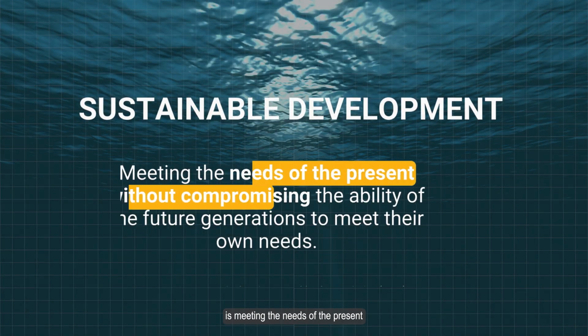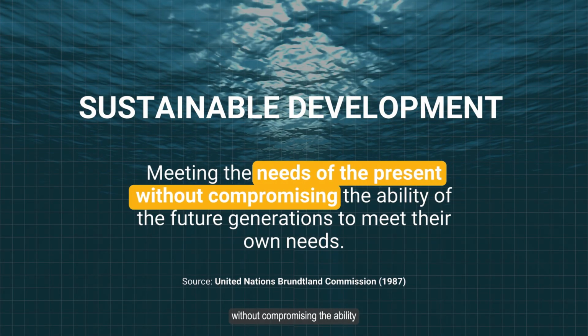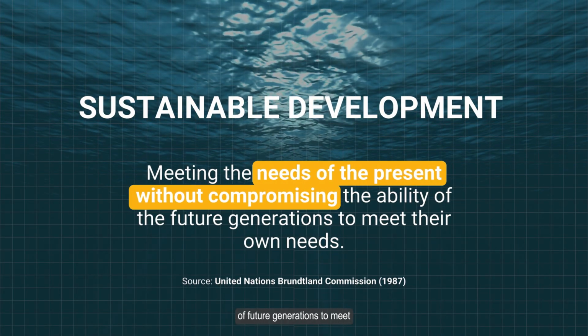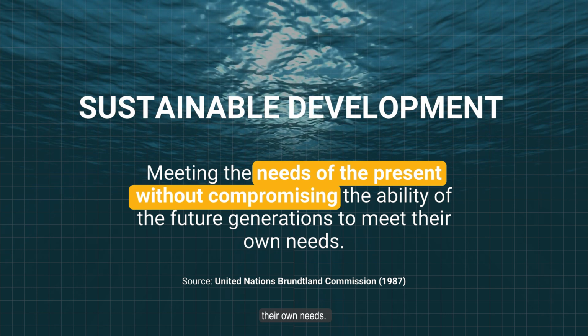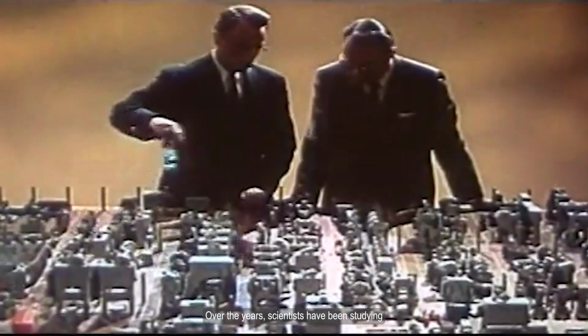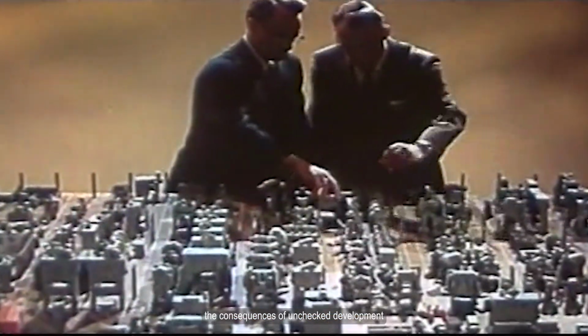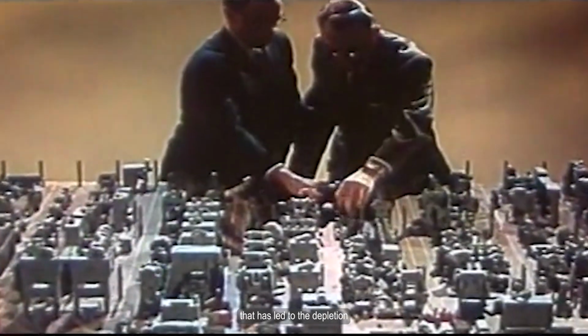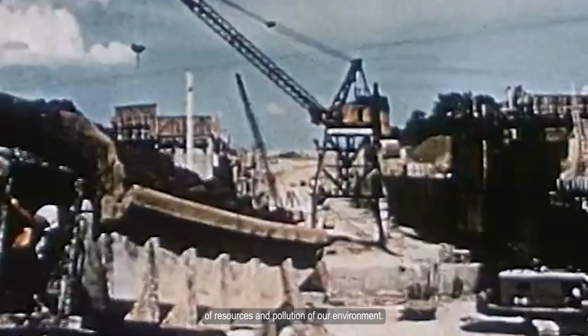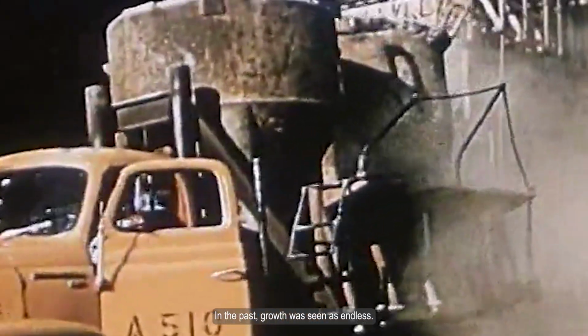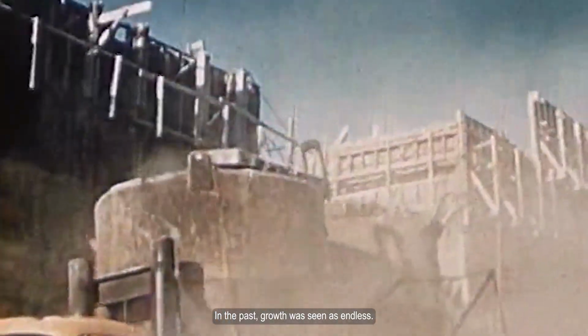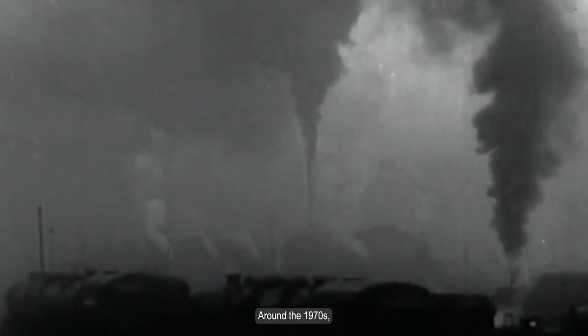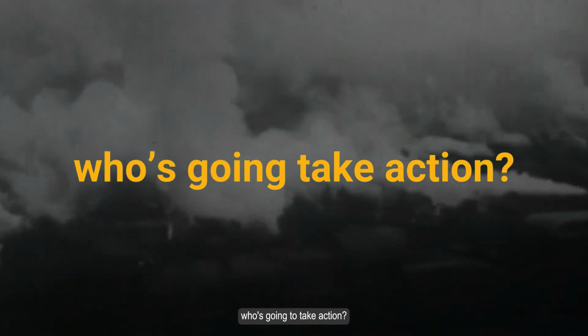Sustainable development is meeting the needs of the present without compromising the ability of future generations to meet their own needs. Over the years, scientists have been studying the consequences of unchecked development that has led to the depletion of resources and pollution of our environment. In the past, growth was seen as endless. Around the 1970s, the international community began to recognize that growth has its limits. But the big question was, who's going to take action?